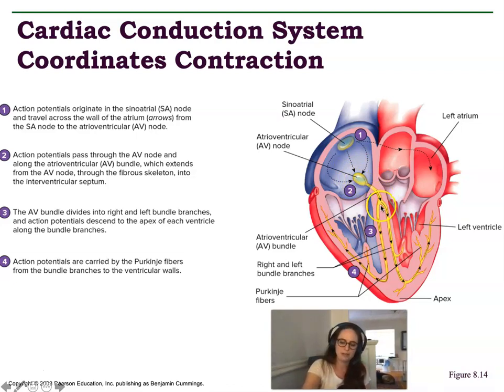We go through the AV bundle. Some sources are going to call this the bundle of His, H-I-S. It's okay. Sometimes I say AV bundle of His, just to be really complete. Make sure no matter which resource you're looking at, you'll get it. The AV bundle branches. We call those bundle branches. Super genius. Big brain time. The bundle branches, right and left, make it to the apex of the heart. At the apex of the heart, they go back up the walls of the ventricles and at that point, we call them Purkinje fibers.